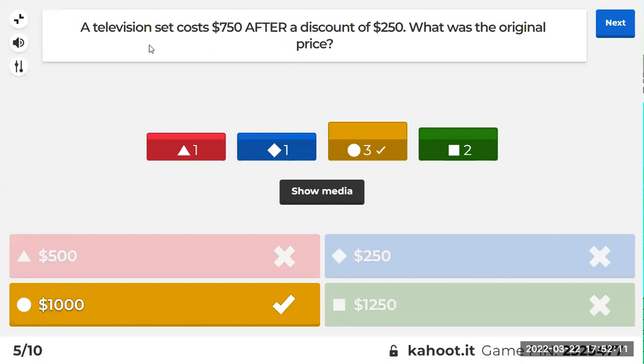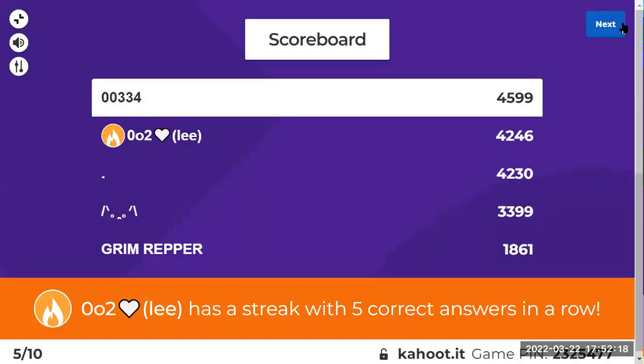Right, so this is how we'd have gotten the $1,000 in this question. The cost $750 after the discount. The discount is $250, so we need to add both.